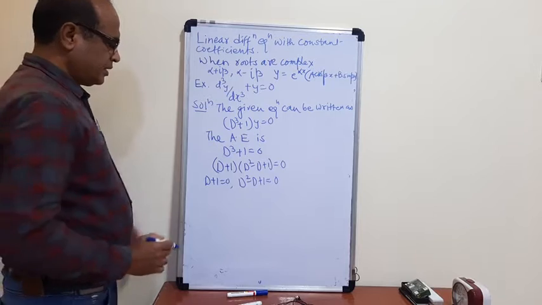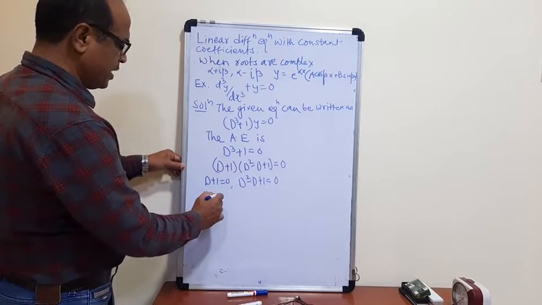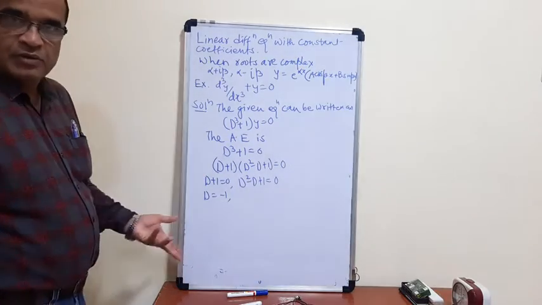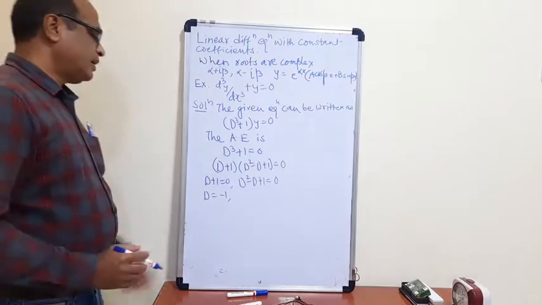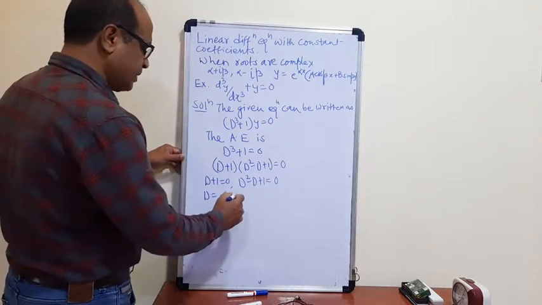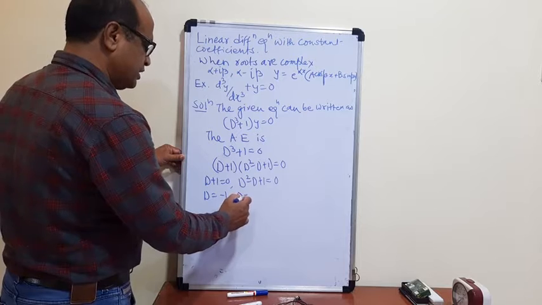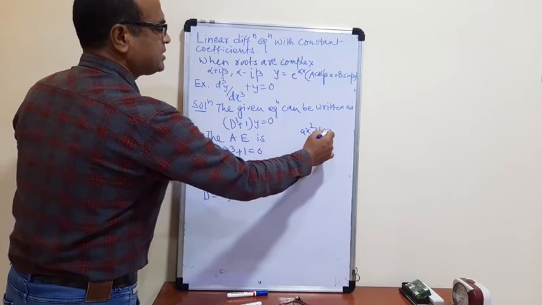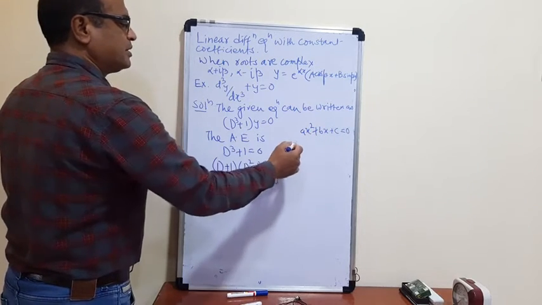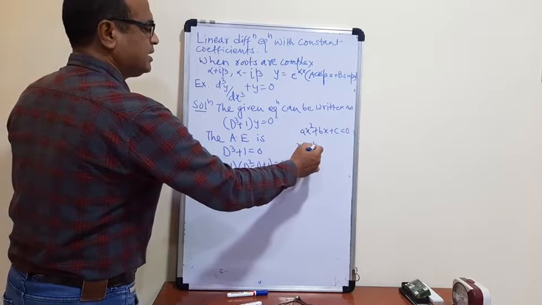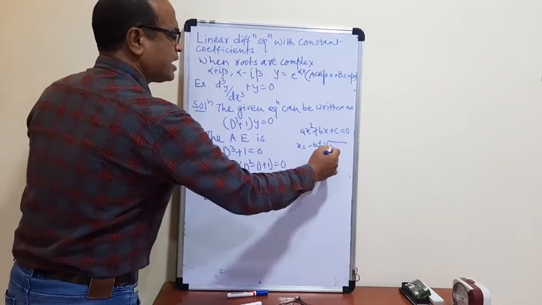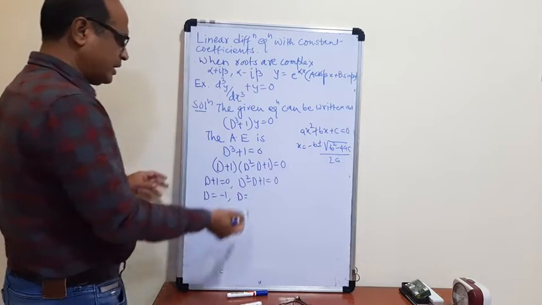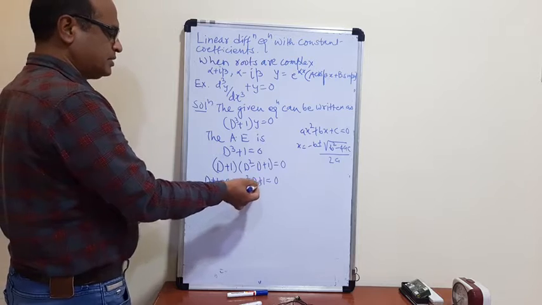Therefore, d is equal to minus 1. So this is one root. The second factor is a quadratic equation in capital D, so there are two roots. What are the roots? By using the formula: for ax square plus bx plus c, the roots are x is equal to minus b plus or minus square root of b square minus 4ac, divided by twice a. So here a is 1, b is minus 1, c is 1.